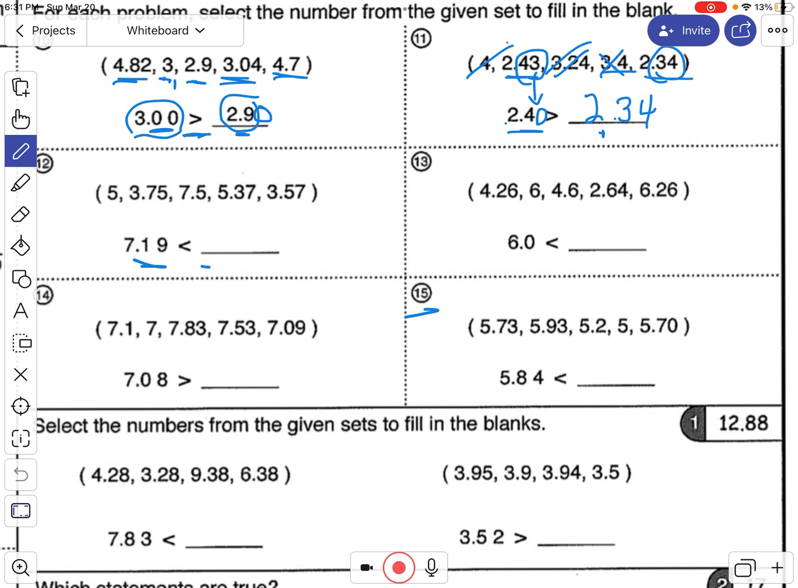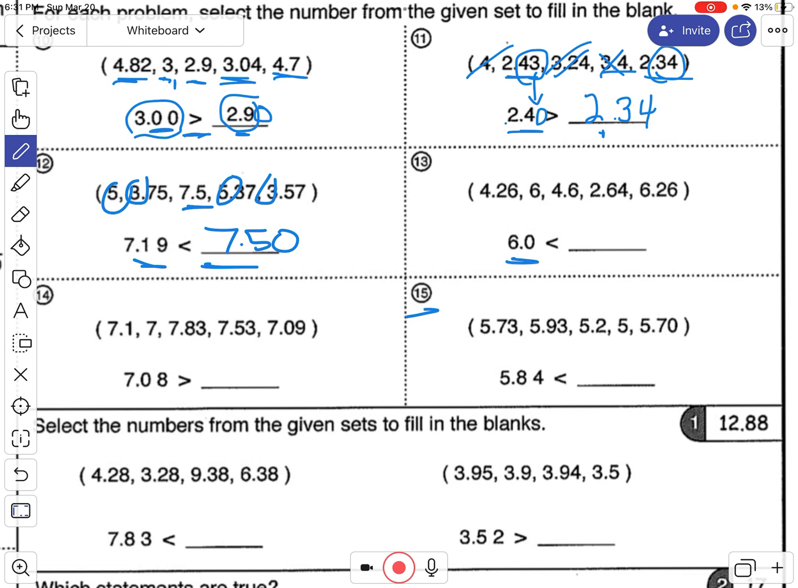7.19 is the small number. We're looking for the bigger number here, so it's got to be 7 point something. Look at 3 point something, 5 point something, 3 point something. The only one that's going to be bigger is 7.5. And again, 7.50 is bigger than 7.19.